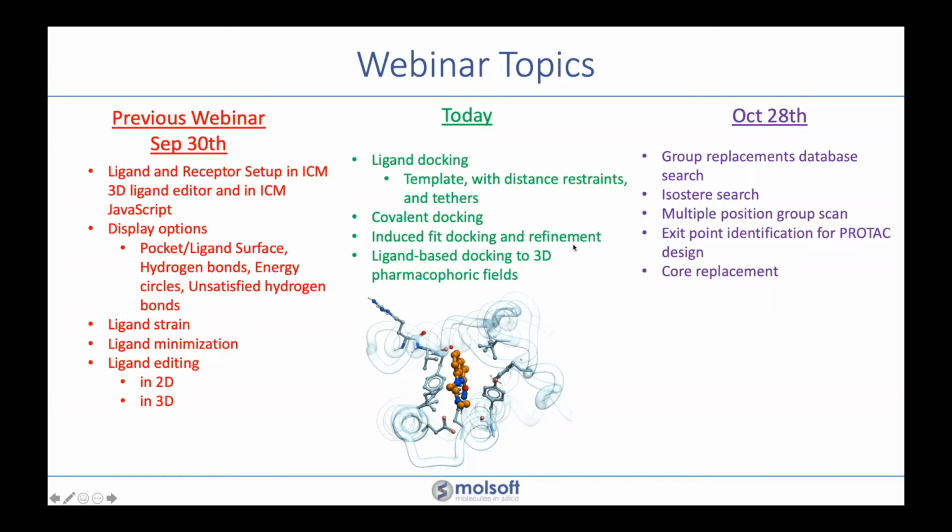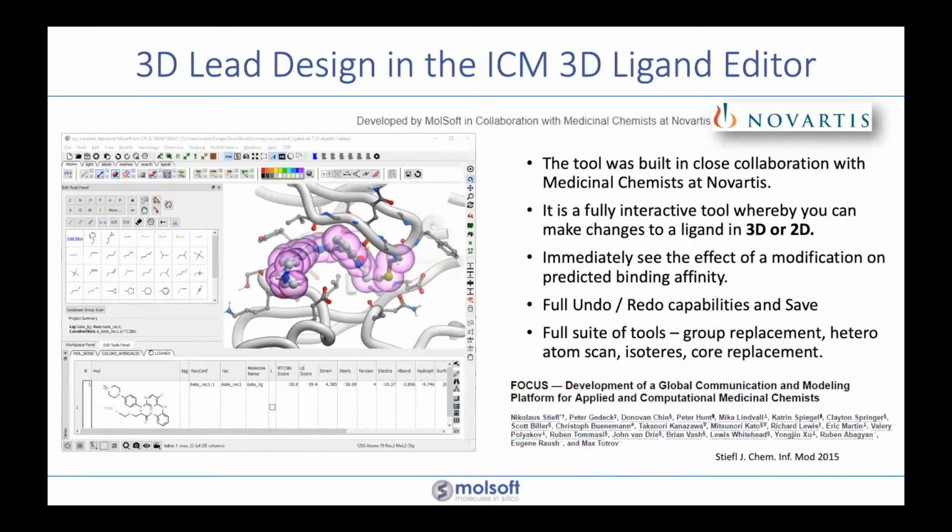So the 3D Ligand Editor itself was developed in close collaboration with scientists at Novartis, and the tool is basically a 2D or 3D environment whereby you can make changes in 3D or in 2D. You can just click in the 3D environment and delete atoms or make modifications. Everything is fully undoable, you can undo and redo. And there's a full suite of tools for group replacement, heteroatom scanning, and isostere replacement.